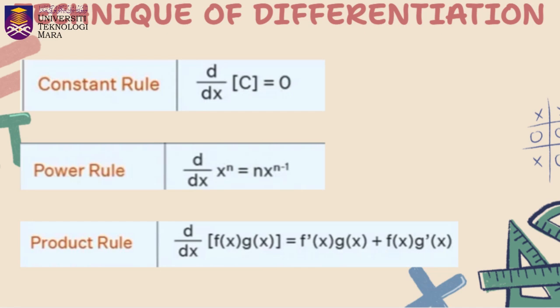Next, we have the product rule. The product rule is a calculus shortcut to find the derivative when two separate functions are multiplied together. By breaking the expression into two parts, the first function f(x) and the second function g(x), we can find their derivatives separately, and then combine them by multiplying the first function by the derivative of the second and adding that to the second function multiplied with the derivative of the first.